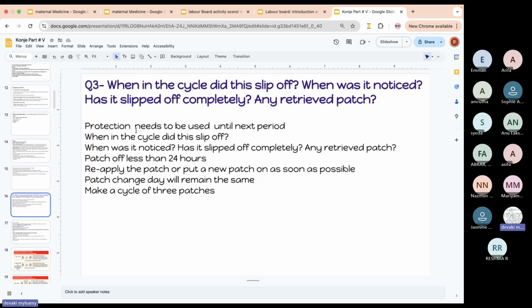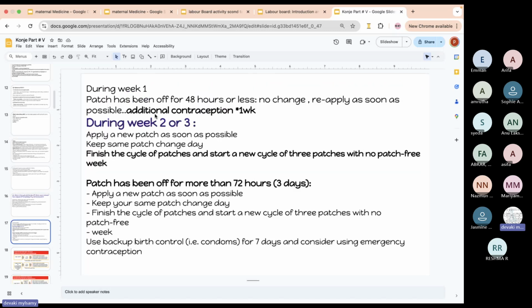What if it is slipped off? Okay, what will happen if it is stripped off? It depends upon the type, the duration and the amount of time the patch was slipped off, and the duration of the cycle, whether it was the first week, second week, or third week. Depending upon that, you may need additional protection for 1 week, and in a few cases emergency contraception. Okay, so it has been given in different ways.